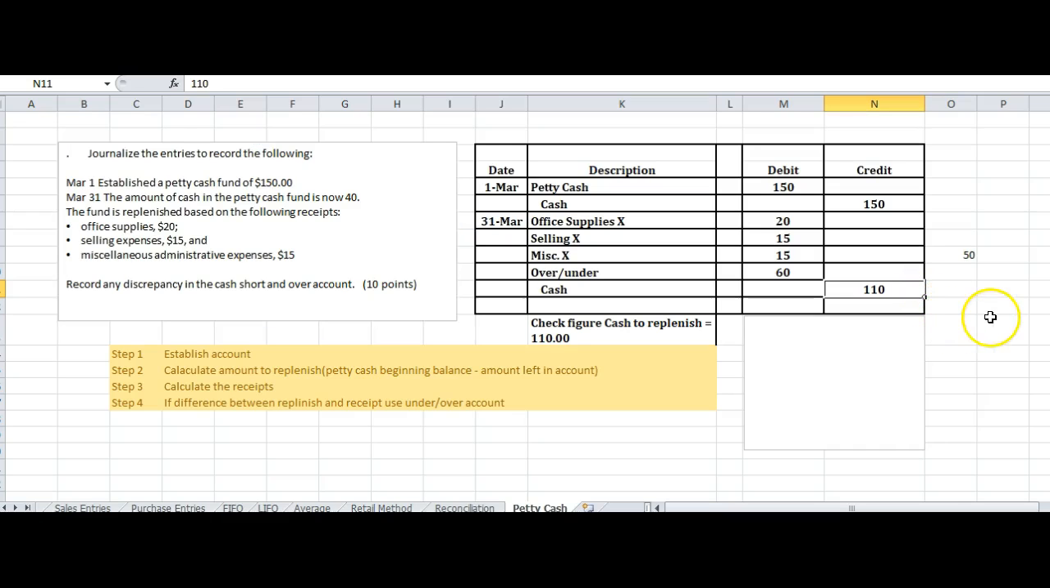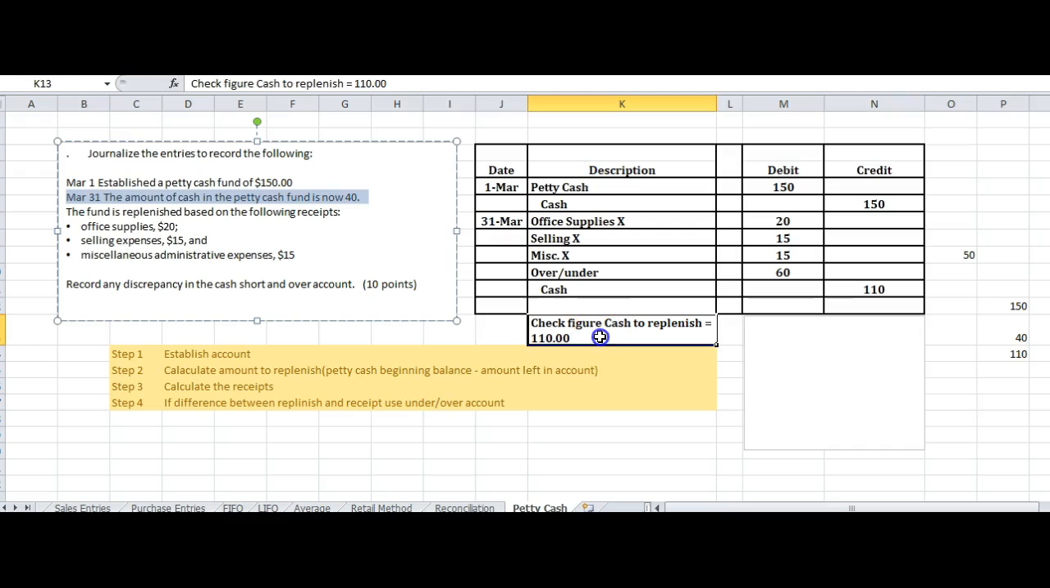Let's see if that makes sense to you. Okay, if I have 150, I have 40 left, and I need to get back up to 150, I would have to deposit $110. Now, this may be confusing right here. As I looked at the test, it didn't look quite right. So that may have confused a lot of people.